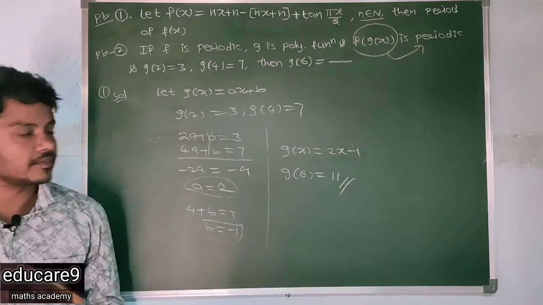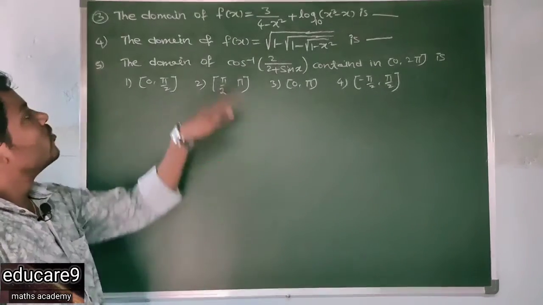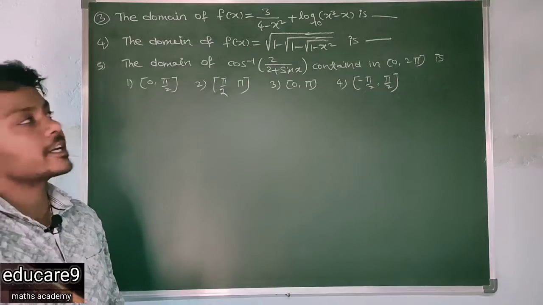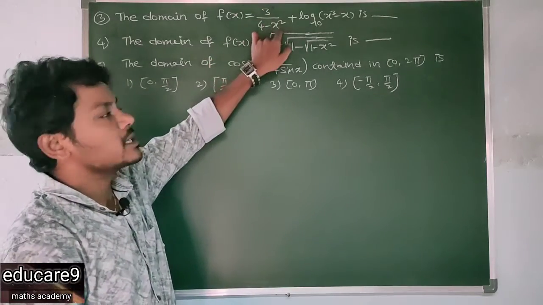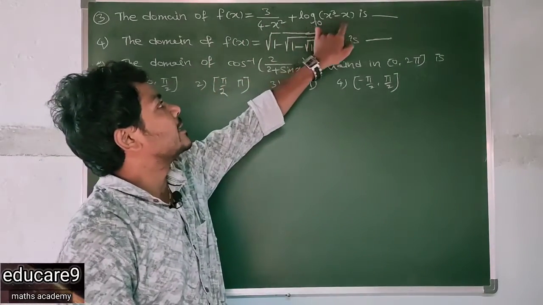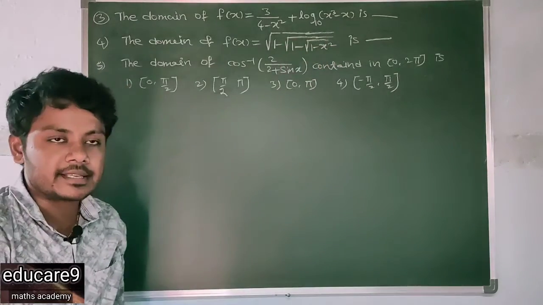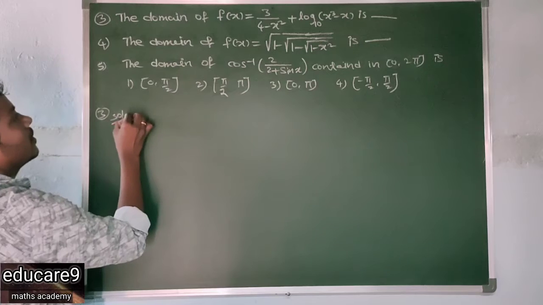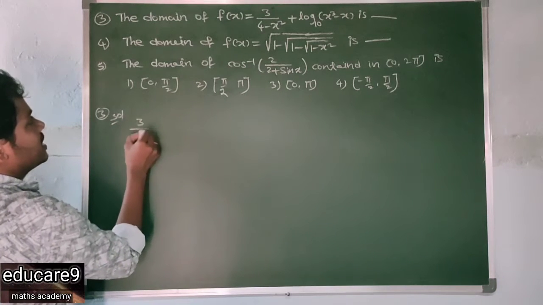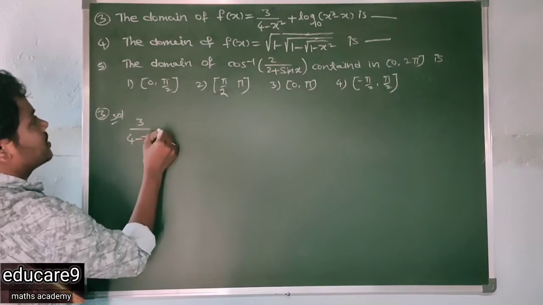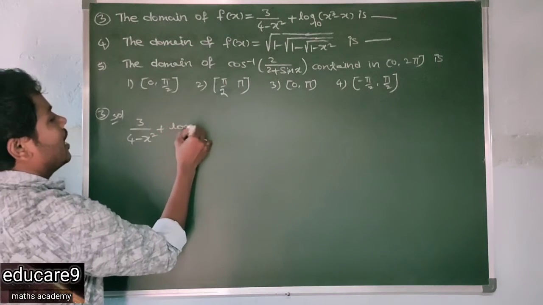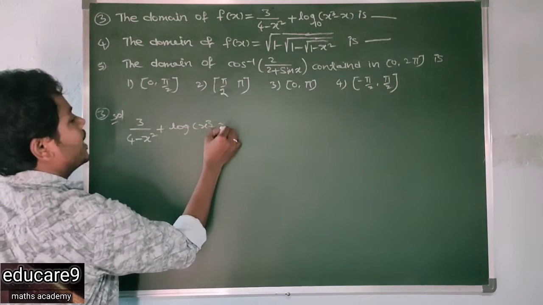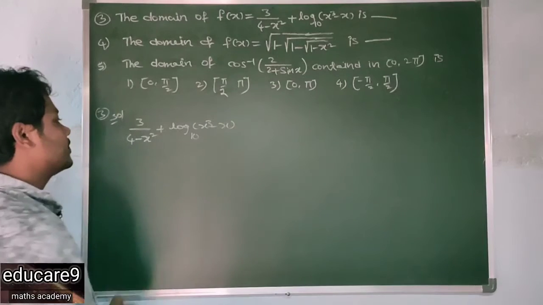So see the next question. Find the domain of the function 3 by 4 minus x square plus log of x cube minus x base 10. See our solution. Given function is 3 by 4 minus x square plus log of x cube minus x base 10.